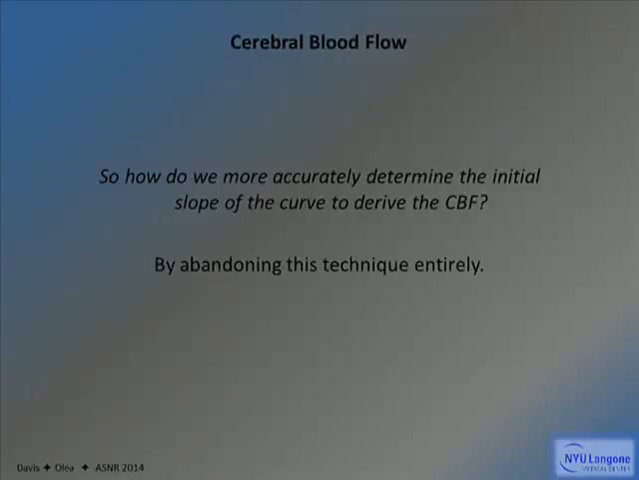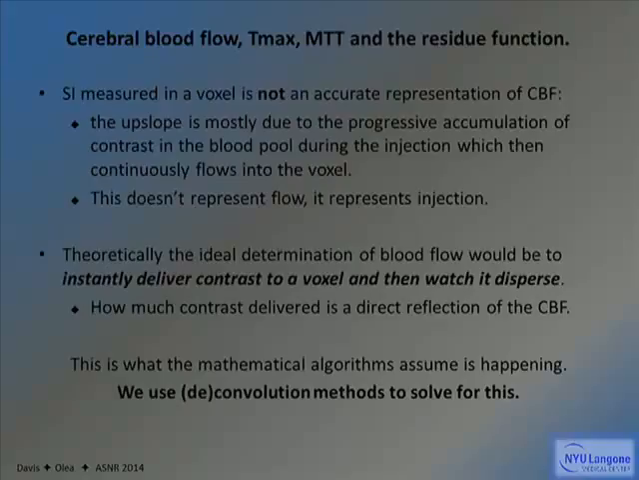So how do we accurately determine the initial slope of the curve for CBF? And the answer is we do that by entirely abandoning this technique. So that brings us to the residue function. Signal intensity measured in a voxel is not an accurate representation of CBF. The upslope of the curve is due to the progressive accumulation of contrast in the blood pool during the injection. That doesn't represent flow, that represents injection.